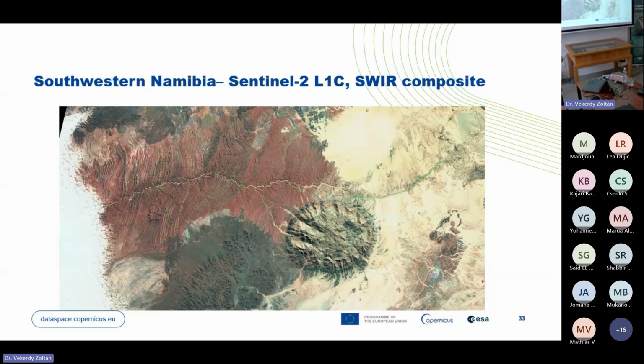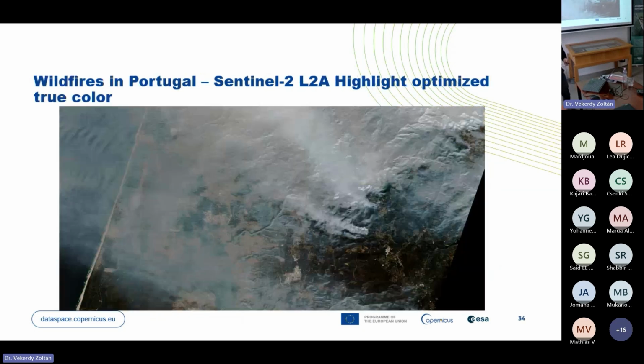Or also over here, in a true color, this place wouldn't look particularly different from the rocks around it, but it has a very different signature in shortwave infrared. So we use that for geology or natural resource prospection as well. We're coming close to the end.